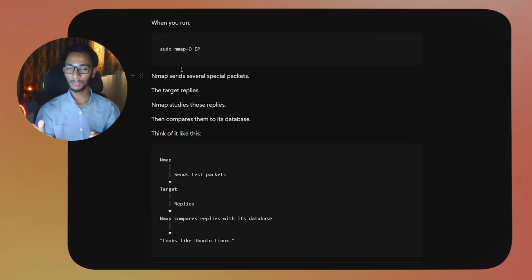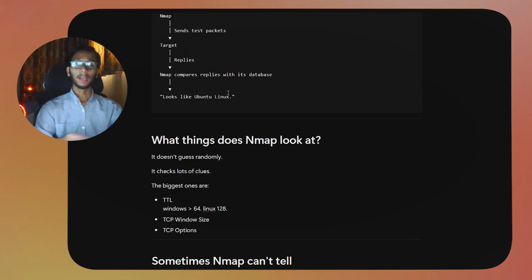Okay, I received this packet and it looks like this pattern in my database, so it's probably Linux or it's Windows. Based on that, it then reports to you that yeah, this is the operating system the machine is running on, right? And here are some of the things Nmap actually looks at in the packets that I have told you, that it checks and analyzes.